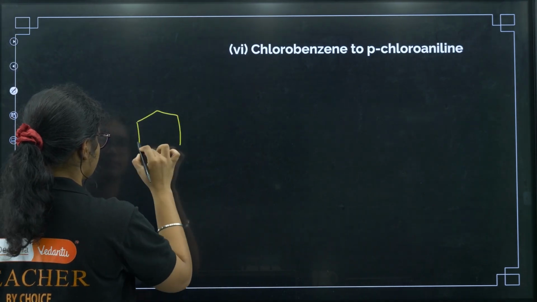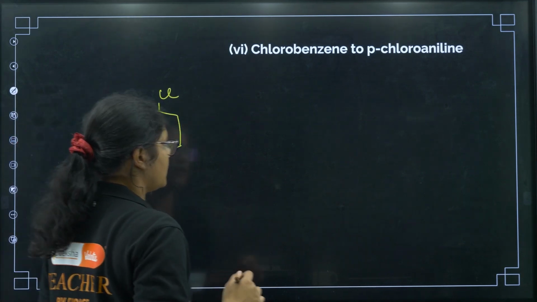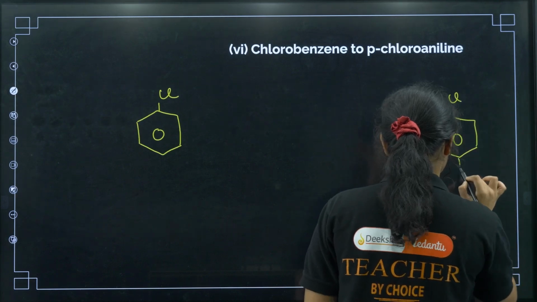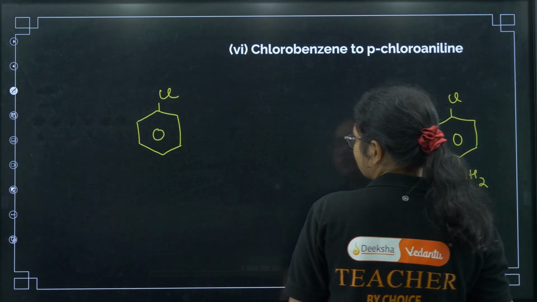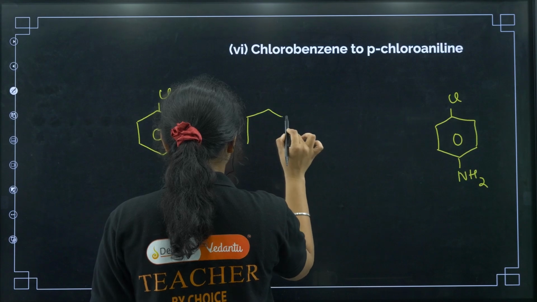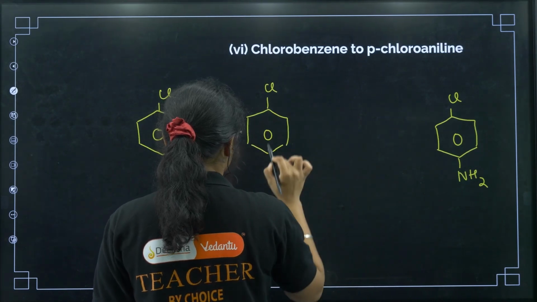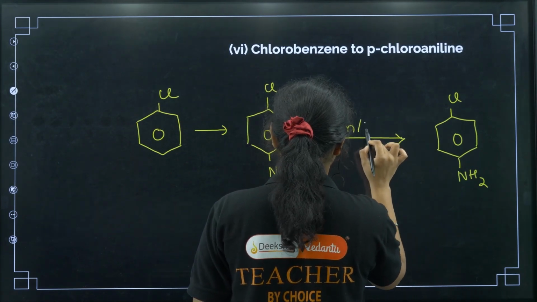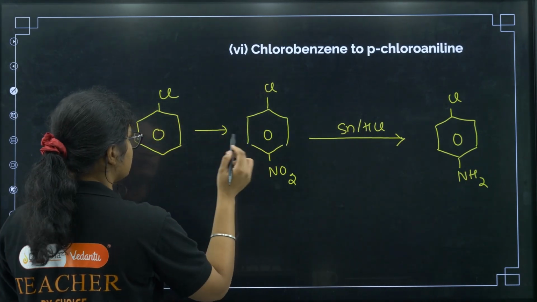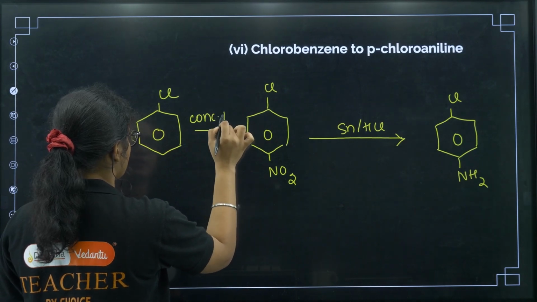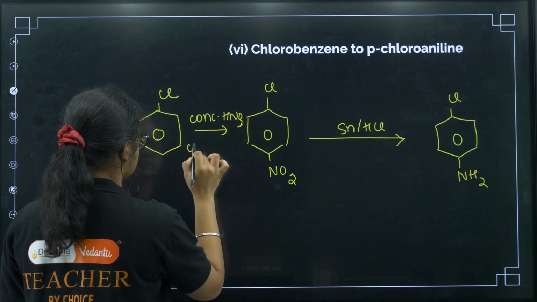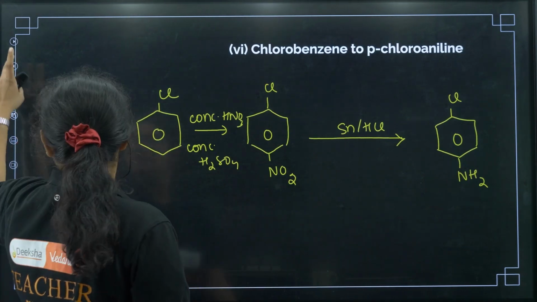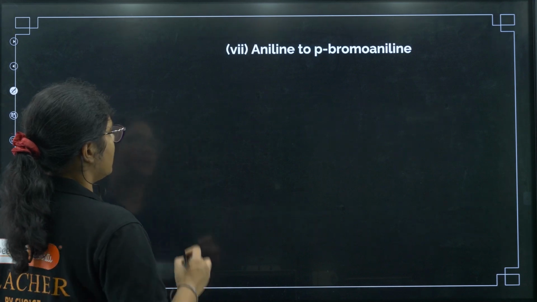Next question is chlorobenzene to para-chloroaniline. So you have here chlorobenzene and you have your para-chloroaniline. Okay, so first you can do nitration, right, because chlorine is ortho-para directing, so we will get the nitro compound, then you can just convert it into NH2 group, right. Here you use concentrated HNO3 and concentrated H2SO4.